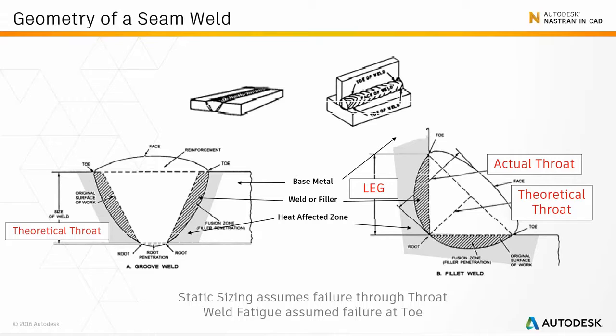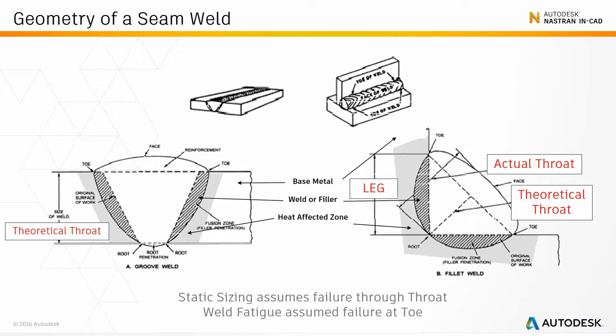Firstly, we have the theoretical throat of the weld, and this is the distance through the middle of the weld. You can see it on our screen on the left-hand side, highlighted in red there to show the size of the weld, and on the right weld, you can see it on the bottom right shown as well to show you that theoretical throat dimension.